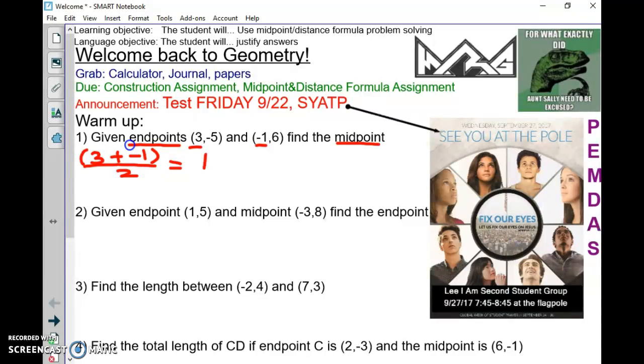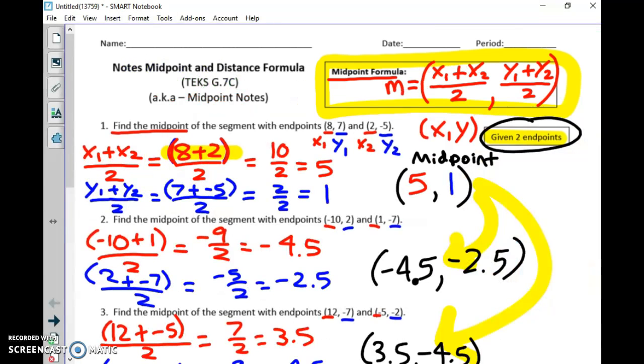You do the same thing for your y values. So we have -5 plus 6, divided by 2, and we get 1 over 2. And just a reminder, if you needed the formula for the midpoint formula, this is what it was from the notes from yesterday at the top right. x1 plus x2 over 2, y1 plus y2 over 2.